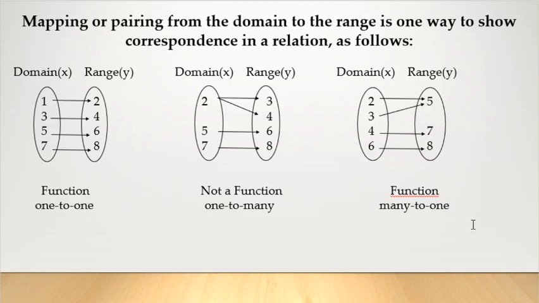Next, for the third example, we have many to 1. So, if the given is many to 1, that is a function. So, many, for the domain, we have 2 and 3, and then same yung partner nila doon sa range. So, that is okay. Siya ay tinatawag pa rin function.